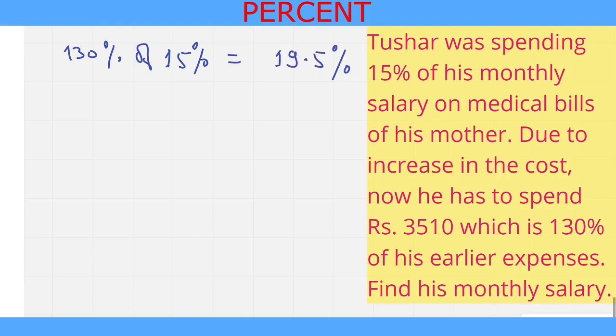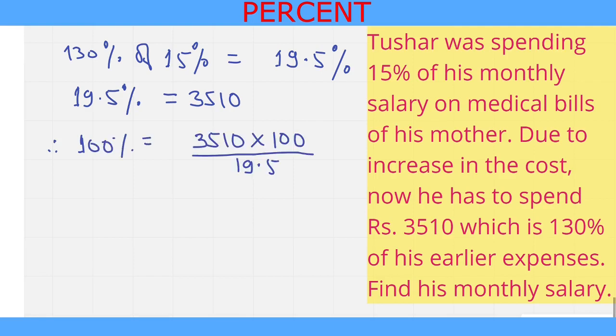And this 19.5% is given to us equal to 3,510. Now we can easily calculate 100%. That will be the salary of Tushar. Therefore 100% equal to 3,510 multiplied by 100 upon 19.5. We remove this decimal and put 1 0 on numerator.